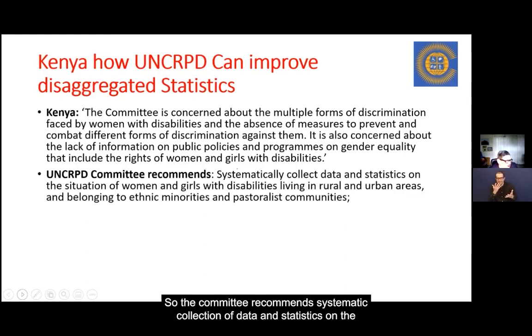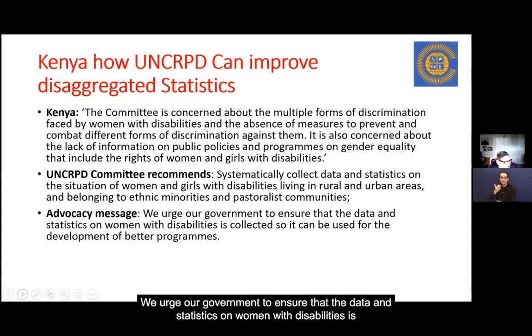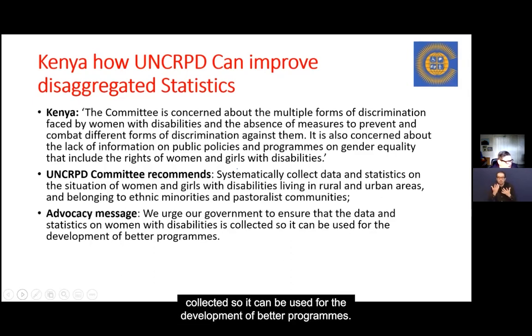So the committee recommends systematic collection of data and statistics on the situation of women and girls with disabilities living in rural and urban areas belonging to ethnic minorities and pastoralists. And we heard last week from someone from a pastoralist community. So again, advocacy leading to the committee recommending government change its collection of statistics methods. And we urge our government to ensure that the data and statistics on women with disabilities is collected so it can be used for the development of better programs.